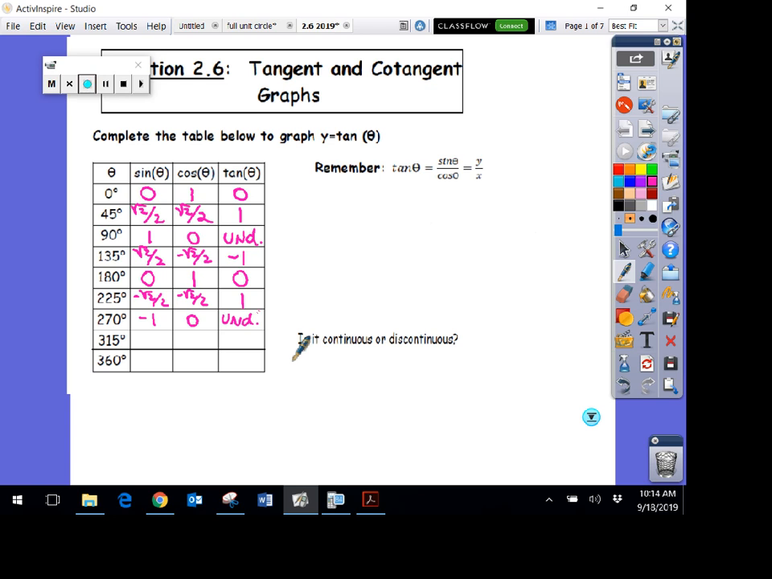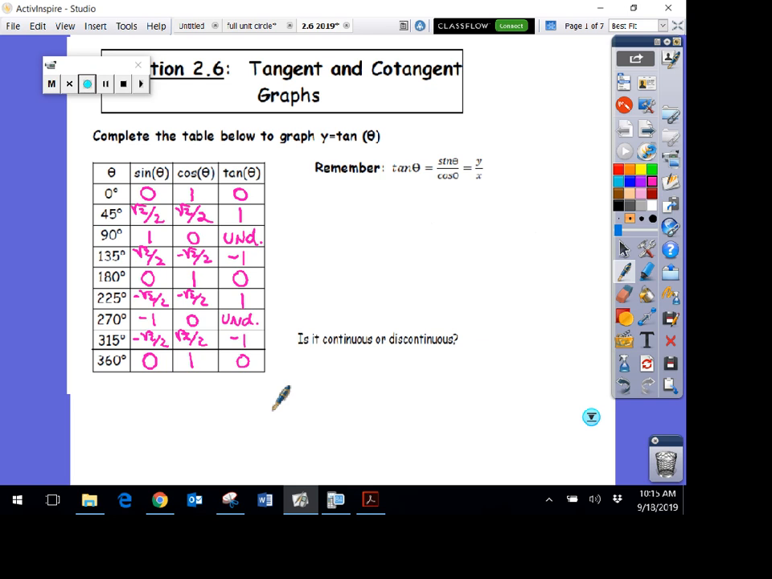315, quadrant 4, sine is negative, cosine is positive, that gives us a negative 1. And then at 360, we're back at the start. We've made one full rotation. The y value is 0, the x value is 1, 0 divided by 1 is 0. So, with sine and cosine, we had this pattern that happened. A full rotation was a pattern, and then if we did another full rotation, there was that pattern. But this pattern repeated more often. We went 0, 1, undefined, negative 1, 0, 1, undefined, negative 1, 0, 1. So there's 2 cycles in one rotation.